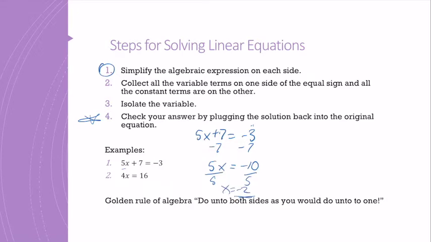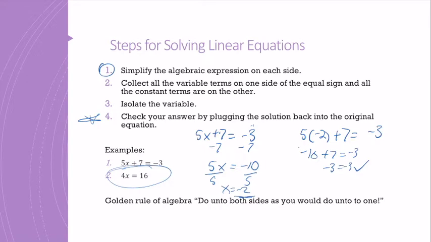In order to check my solution, I can plug that back in. 5 times negative 2, instead of x, plus 7 equals negative 3. 5 times negative 2 is negative 10, plus 7 is negative 3. Negative 3 equals negative 3. This is a true statement. Awesome. Let's go ahead and solve the next problem.